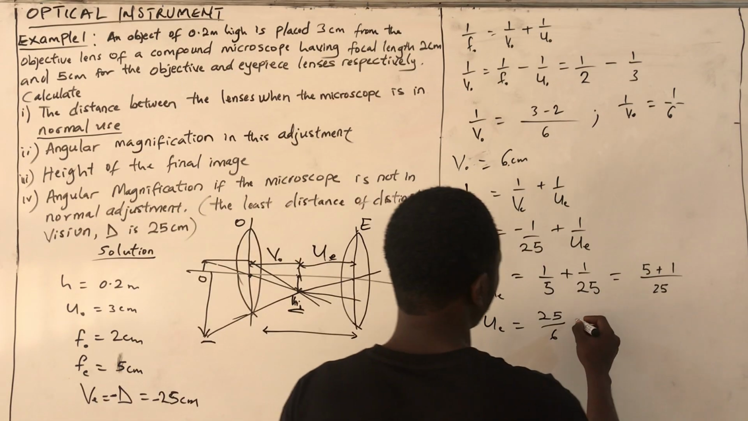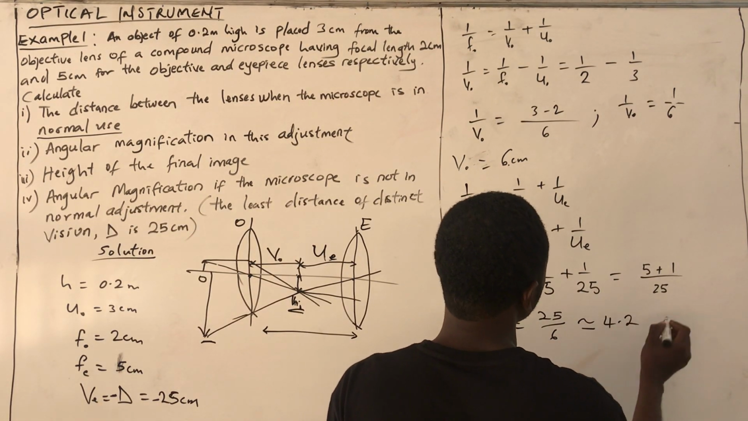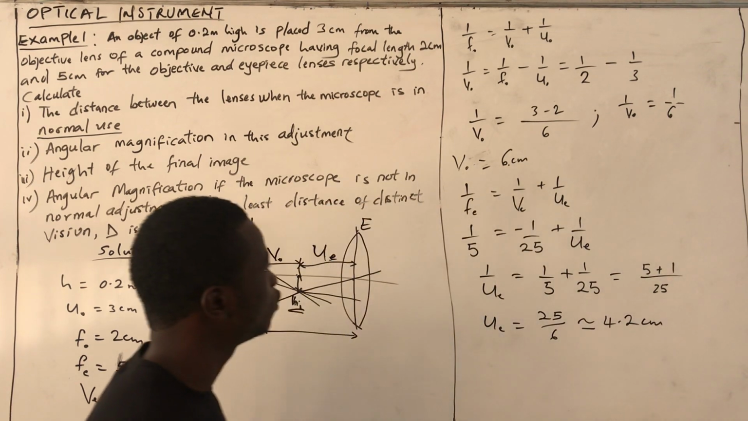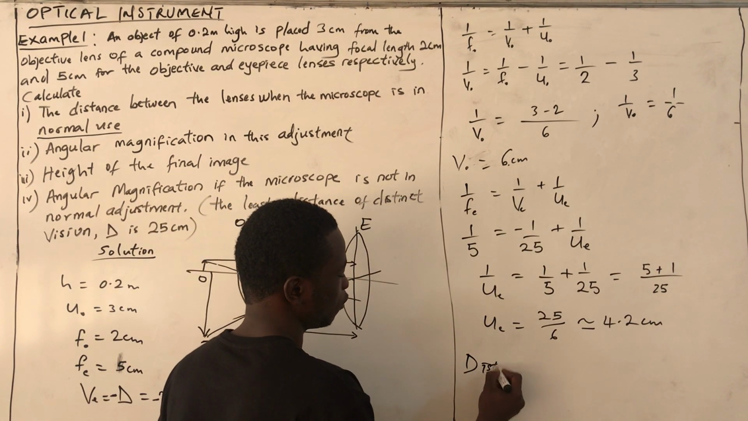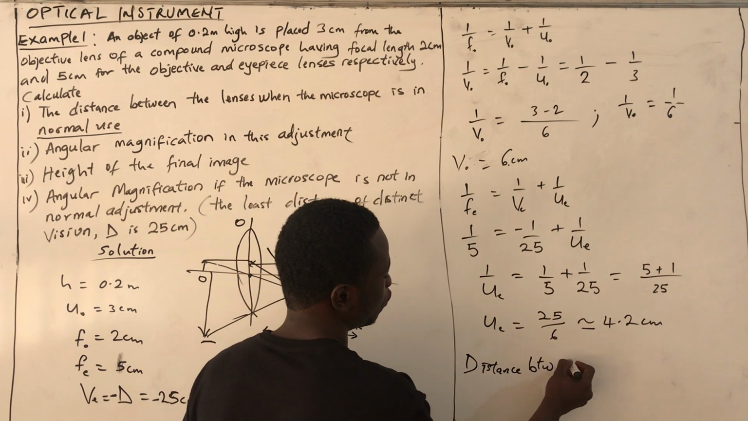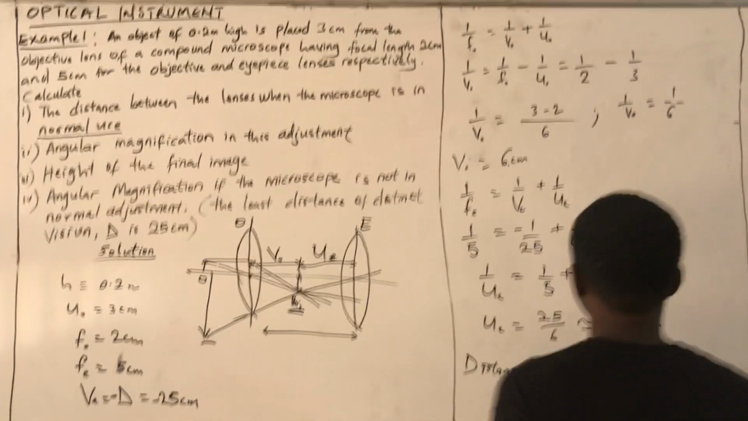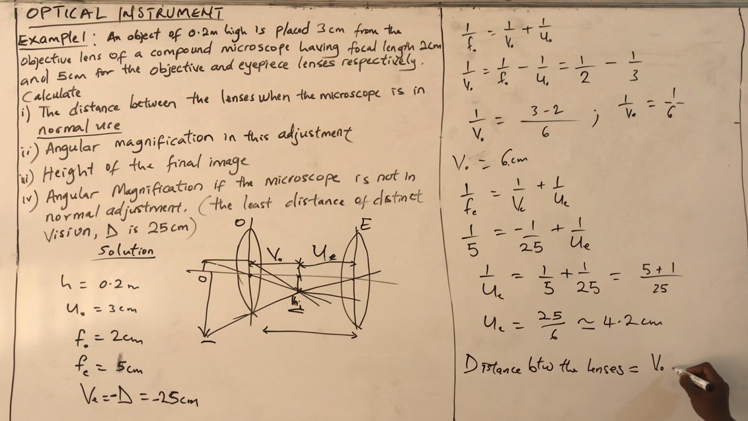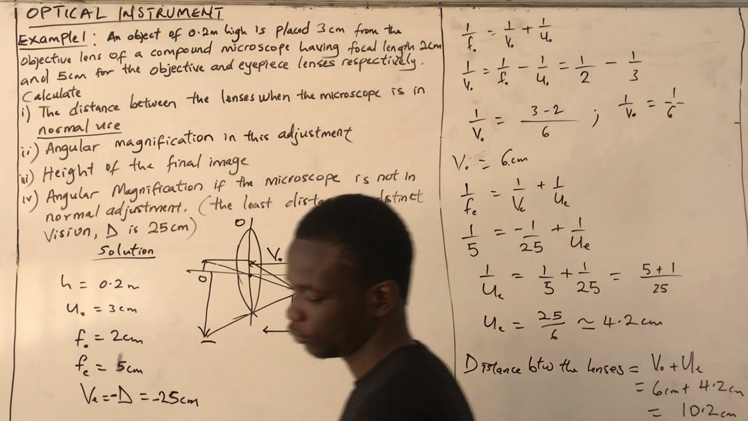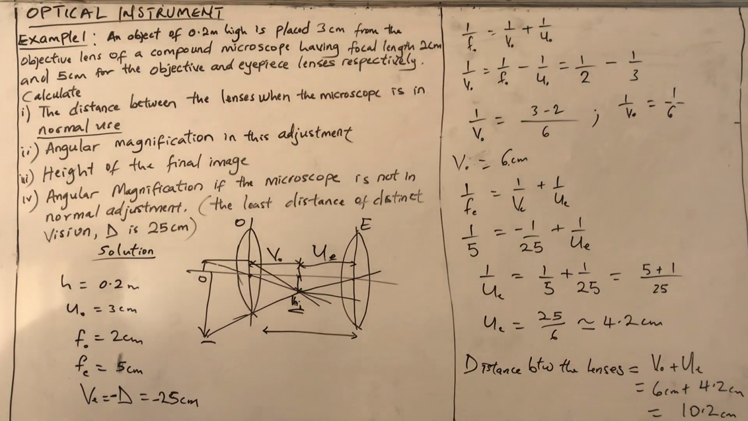This is approximately 4.2 centimeters. So the distance between the lenses will be equal to V0 plus UE, which is 6 centimeters plus 4.2 centimeters, equal to 10.2 centimeters. So that's the distance between the two lenses.